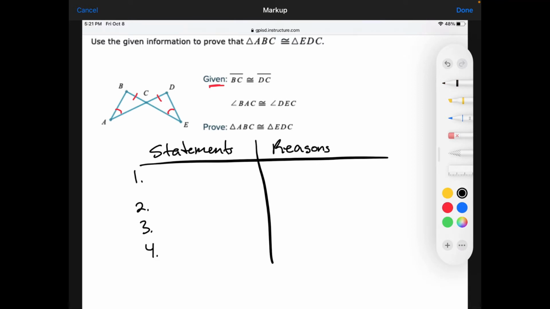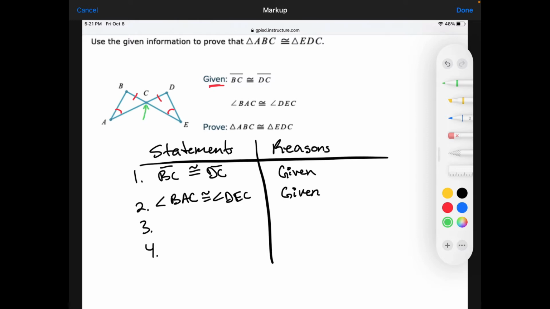We always start with the given information. So BC is congruent to DC. That's because that's information that was already given to us. Angle BAC is congruent to angle DEC, also because that was given to us. Now this is the hard part. This is where we have to come up with our own statements. It's not because it's given. We have to come up with our own in this example. Let's use our logic. Let's remember things we've learned in the past to fill in this next space.